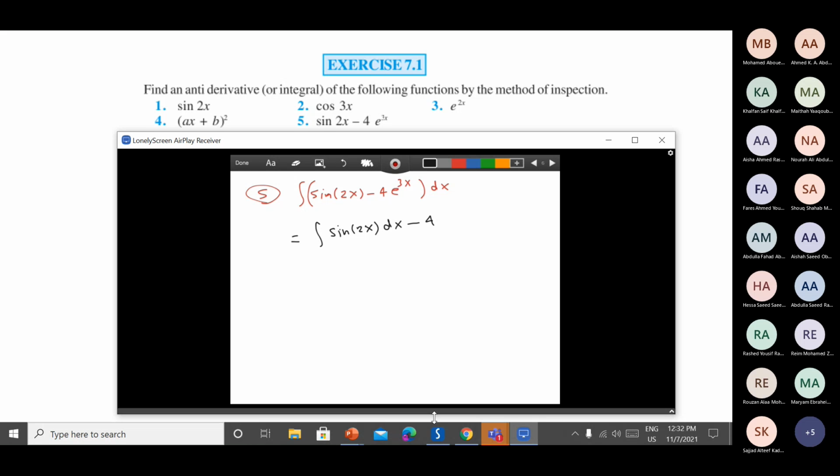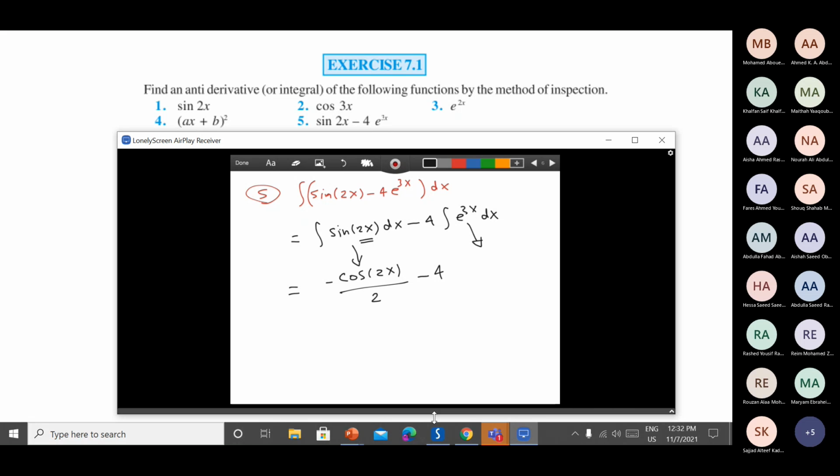Minus 4 integration of e to the 3x dx. Again, I integrate normally. What is the integration of sine? It is minus cosine 2x, and I have to divide it by the derivative of the angle here. What is the derivative of this one? It's 2. Minus 4.